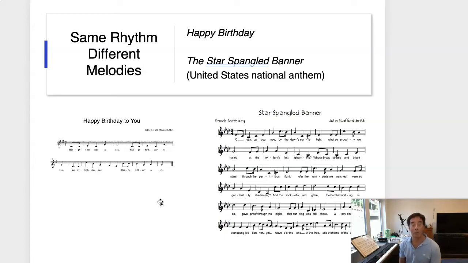So the Star Spangled Banner begins with the same exact rhythm as Happy Birthday, and it's sort of saying something to get your attention, and it does work that way.